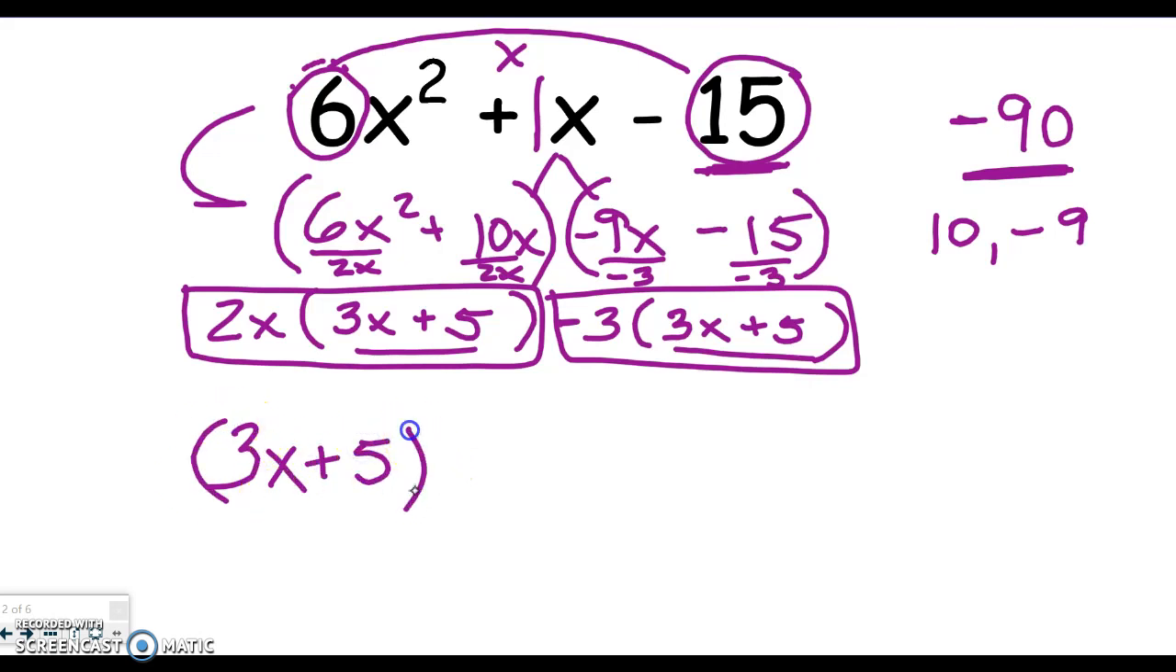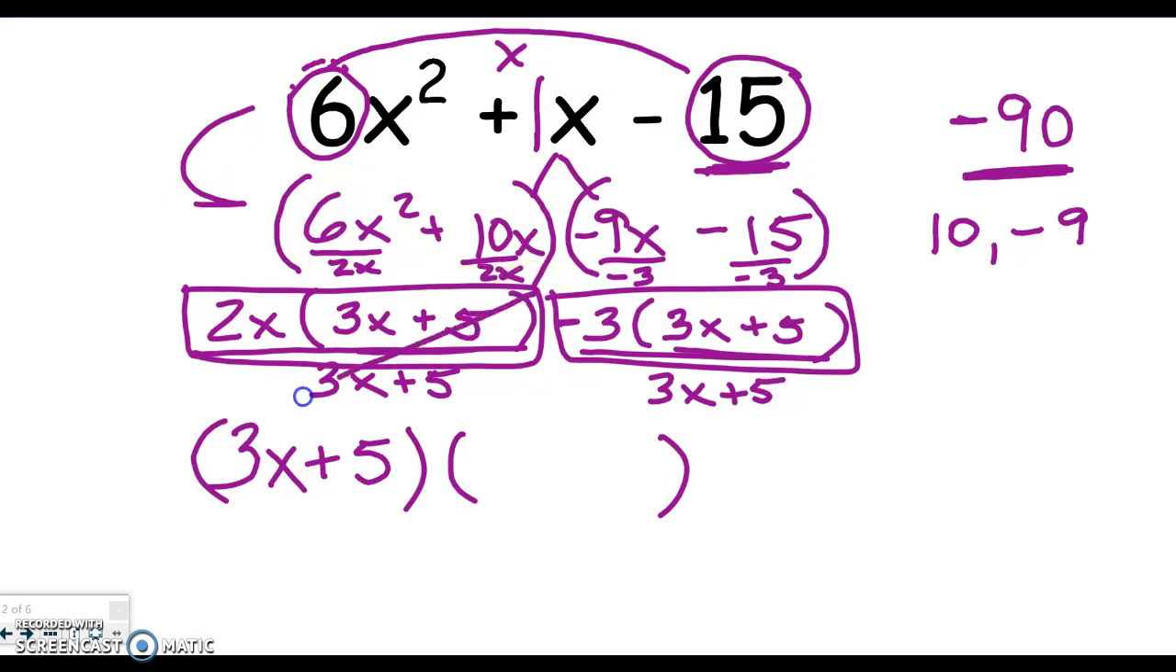Okay. When I pull that 3x plus 5 out front, that means I'm dividing it out of this expression. What does that leave me with? Well, that means I'm dividing it out of this piece of the expression and this piece. Okay. So when I do that, what happens? Well, anything divided by itself is 1. So in both of these cases, they cancel each other out. Okay. And I'm left with 2x and minus 3. So there's my factors. I successfully factored that 6x squared plus 1x minus 15 polynomial.